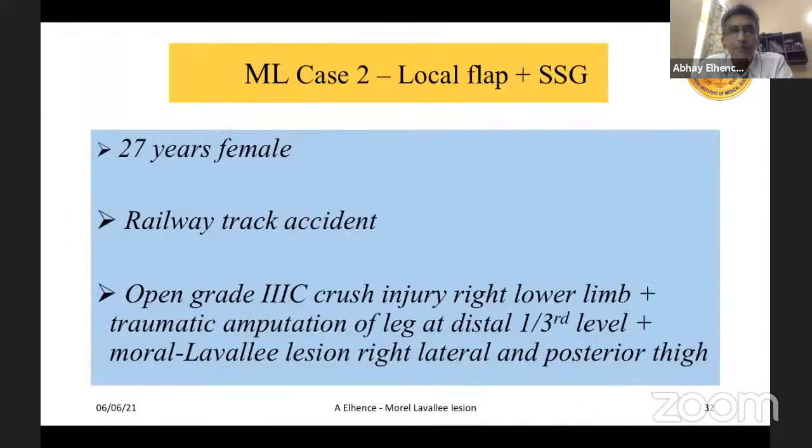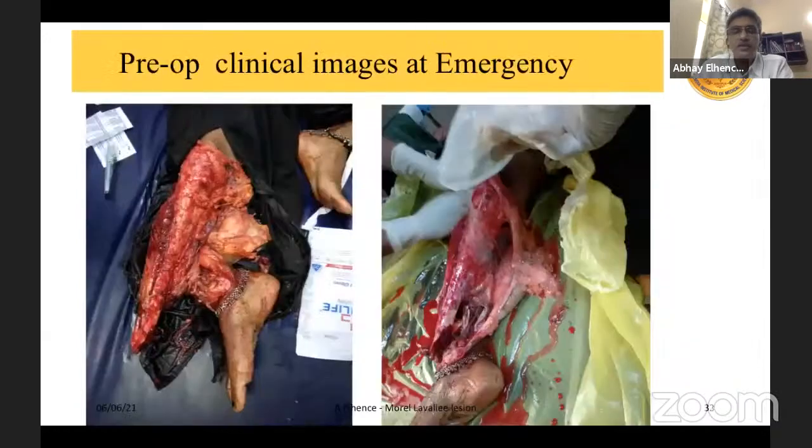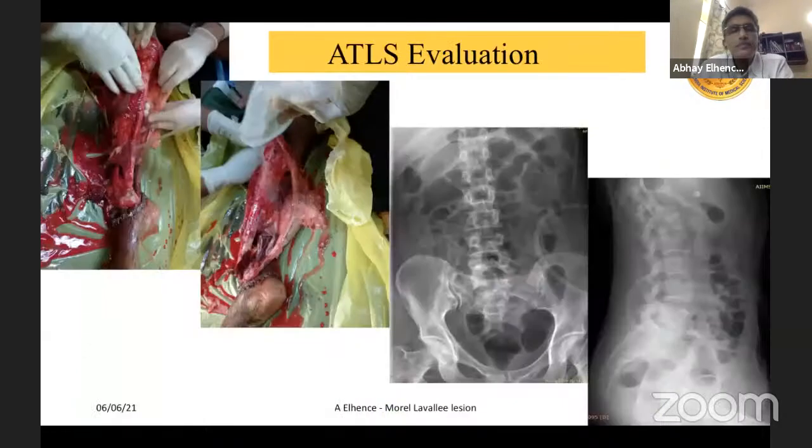Another case, a 27-year-old female, in a railway traffic accident, sustained an open grade 3C crush injury of the right lower limb with traumatic amputation of the leg at the distal third level and had a Morel-Lavallée lesion. These are the pictures of the lady with the injury in the leg.